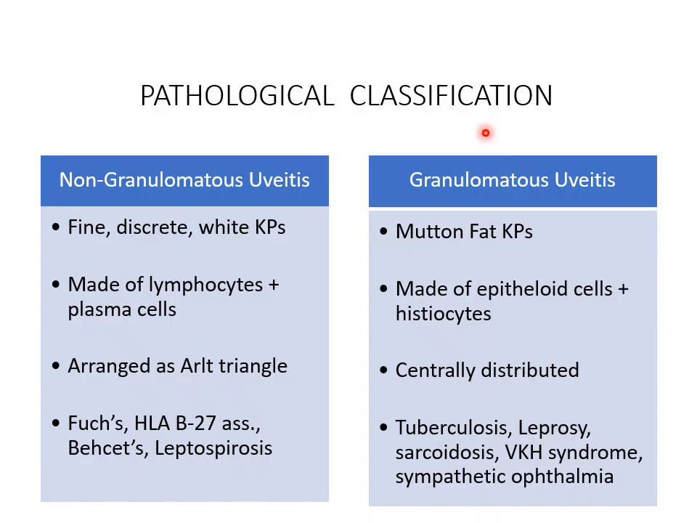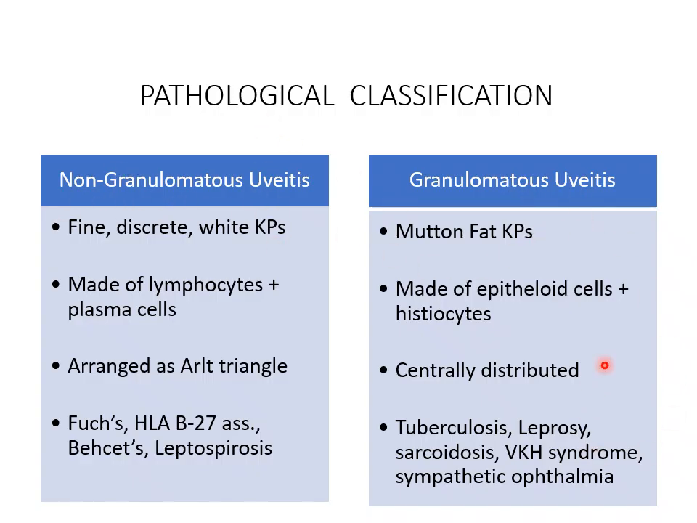And the pathological classification, which is non-granulomatous and granulomatous. KPs are basically keratic precipitates, which are accumulation of the inflammatory cells in the anterior chamber of the eye in cases of anterior uveitis. So they are of two types. They may be granulomatous or non-granulomatous. So this is the pathological classification, right?